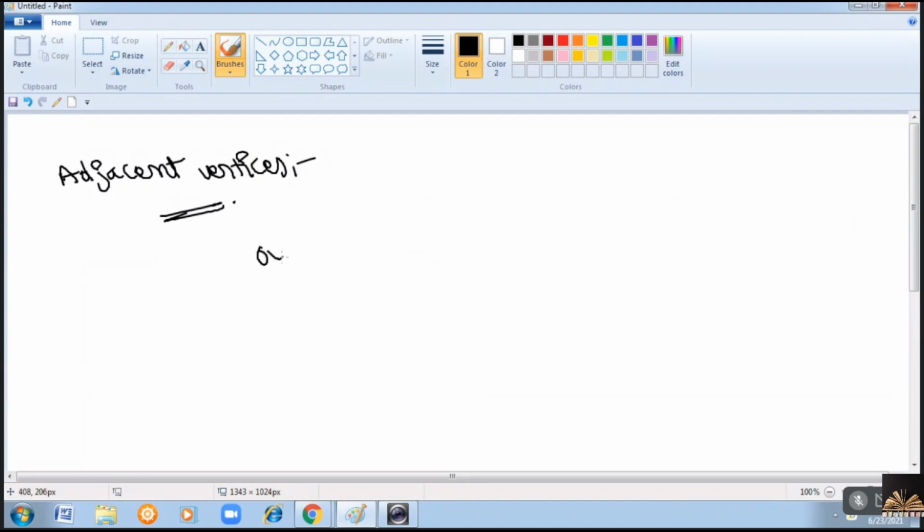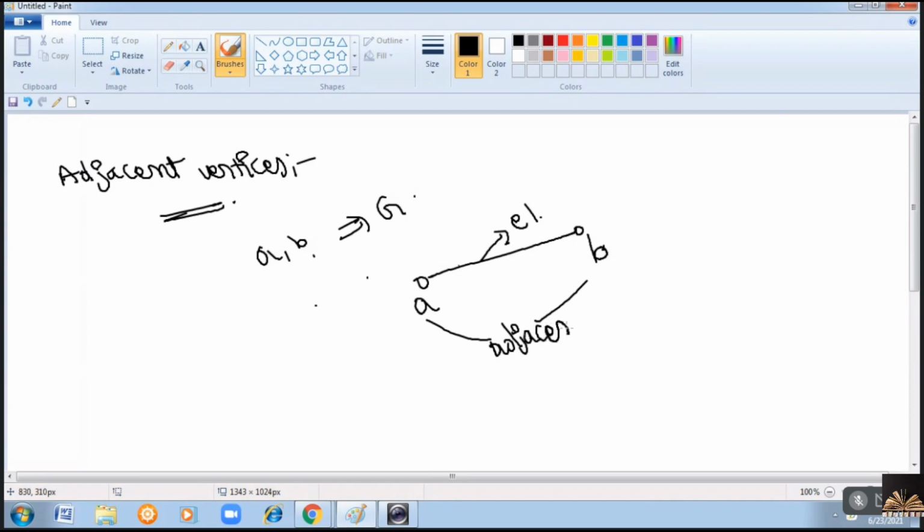So two vertices A, B in a graph G are called adjacent if these two vertices are the endpoints of an edge. Let us suppose you have an edge from A to B, then these two vertices are known as adjacent to each other. The two vertices in a graph are said to be adjacent if there is an edge associated with those two vertices, and these are also known as endpoints of an edge.